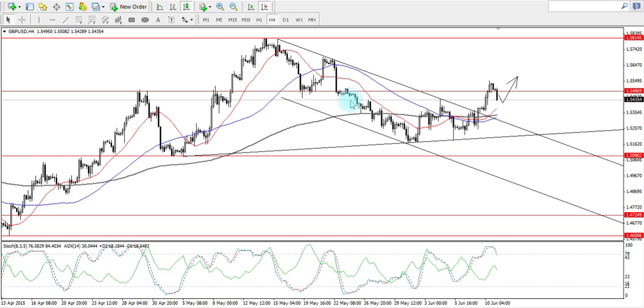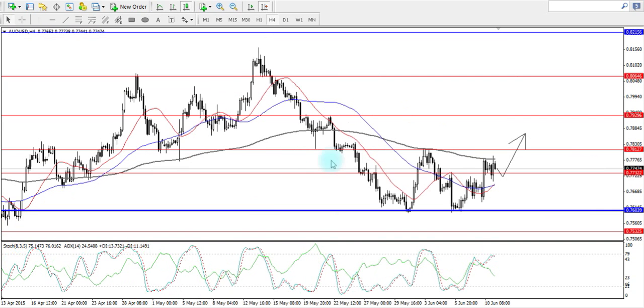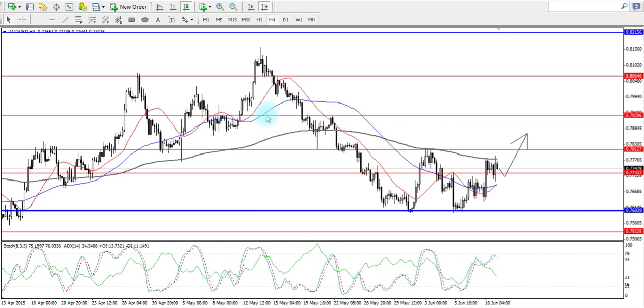Alright, so that's pretty much for the pound against US dollar. Next, we have the Aussie against US dollar, which has appreciated. This is the 4-hourly chart. Price appreciated again on the good employment data, and the unemployment rate unexpectedly fell by 0.2%.